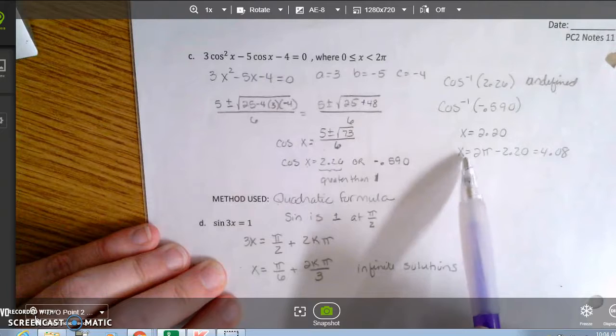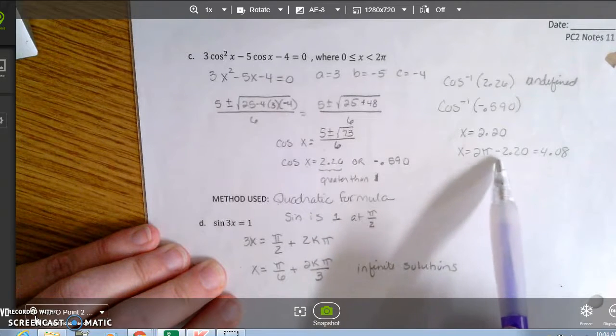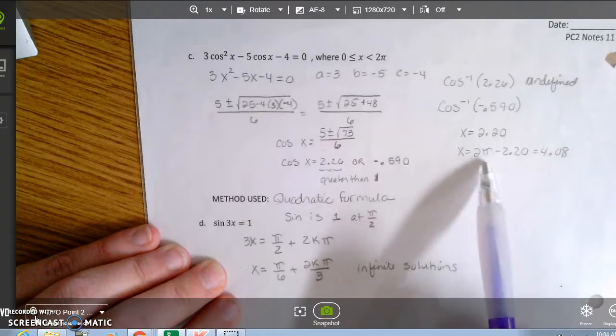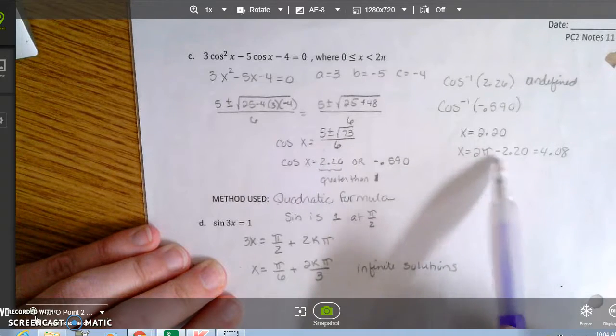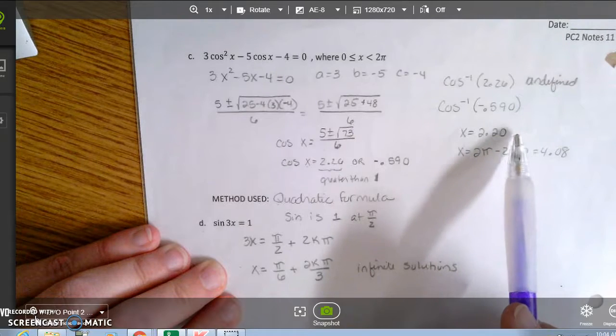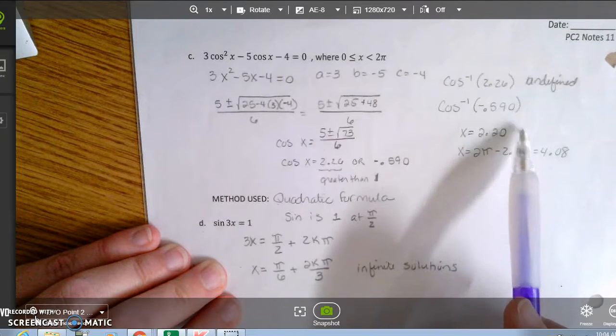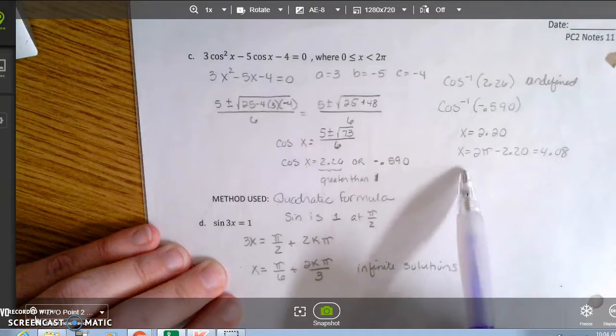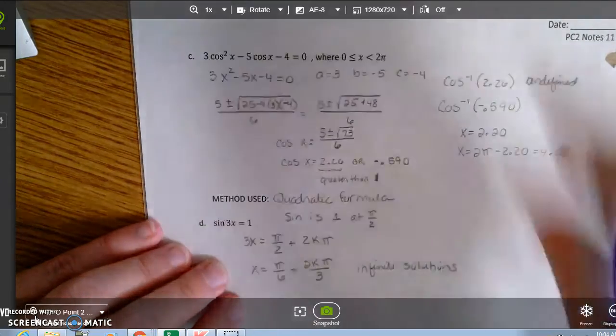So if I wanted to figure out other solutions, I could add 2 pi to it, or subtract 2 pi from it, and I'll find another solution, or I could add 180 to it. I could add 90 to it and figure out another solution. So that's one way of doing that one.